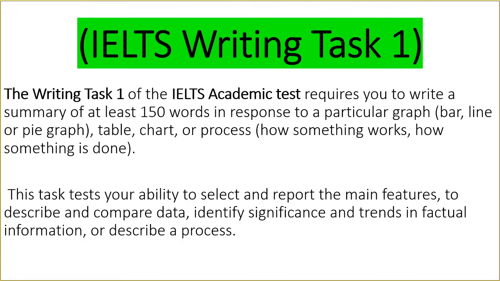So now let's see IELTS Writing Task 1. IELTS Writing Task 1 of the IELTS academic test requires you to write a summary of at least 150 words in response to a particular graph. You can get a bar graph, line graph, pie graph, table, chart, or a process, which shows how something works or how something is done. This task tests your ability to select and report the main features, to describe and compare data, and to identify significance and trends in factual information, or describe a process. So this is required in task 1.